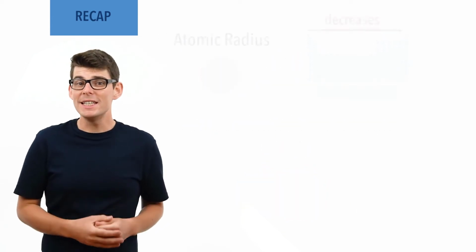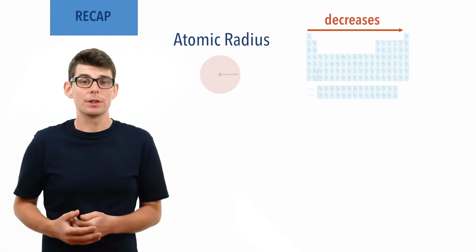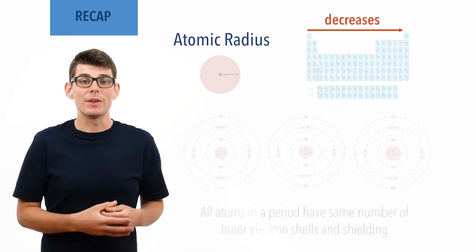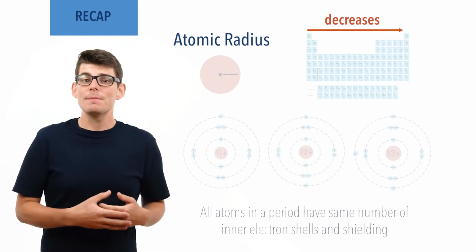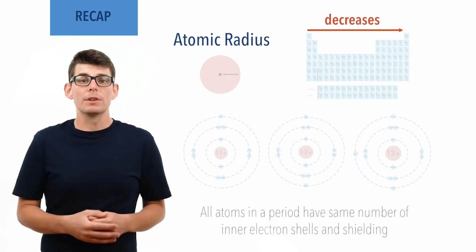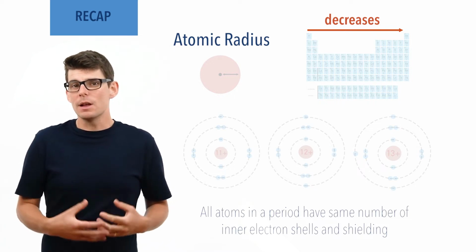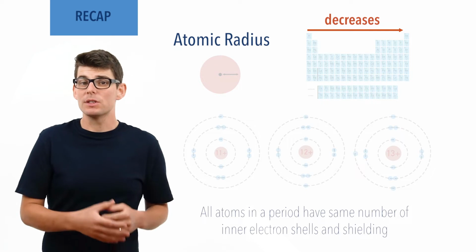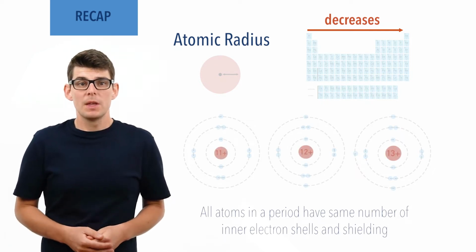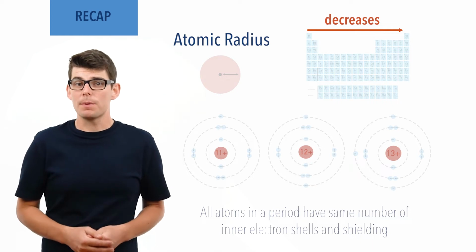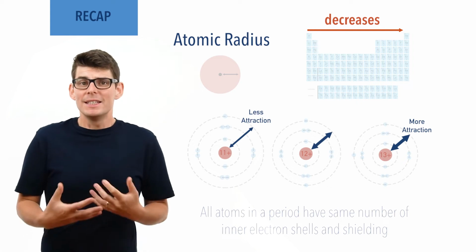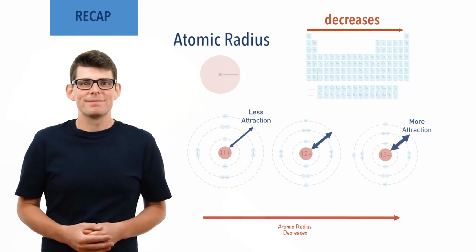Atomic radius decreases across a period in the periodic table. This is because all elements in a period have the same number of inner electron shells and have the same level of inner electron shielding. All their outer electrons are in the same shell. As the number of protons in the nucleus increases across a period, the positive charge from the nucleus also increases. So this means the outer electrons experience a greater attraction to it and are pulled in tighter as a result, decreasing the size of the atom.